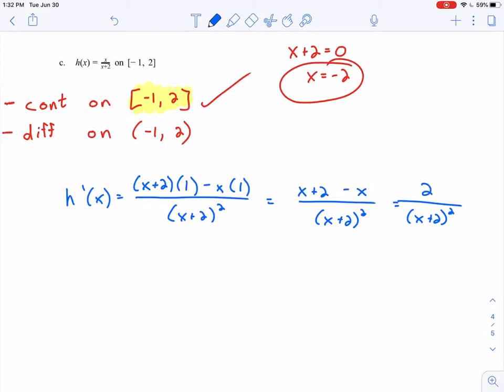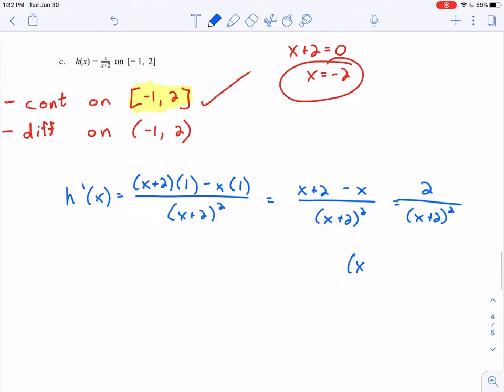Where does my derivative fail to exist? Well, I'm going to have the same problem I did in the last one, or I should say same non-problem, because it will not exist if the denominator is 0. X plus 2 quantity squared, set that equal to 0, gives x plus 2 equals 0, gives me x equals -2. Again, that's not in this interval of -1 to +2. So yes, it's differentiable on -1 to +2. That means that the mean value theorem applies. We get to do more math. Yes, the mean value theorem applies.